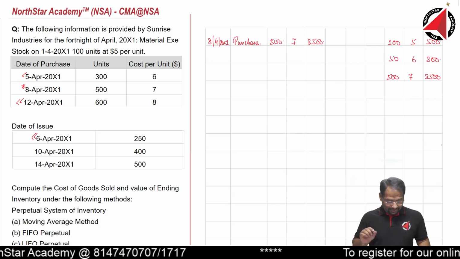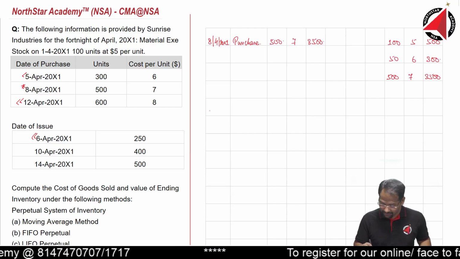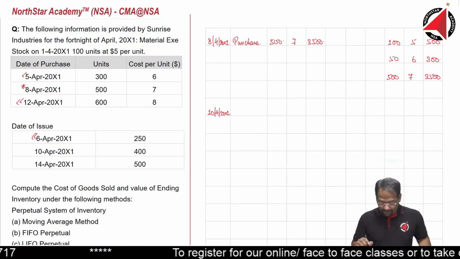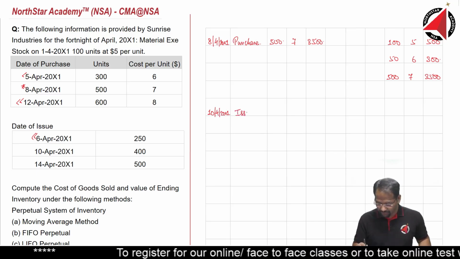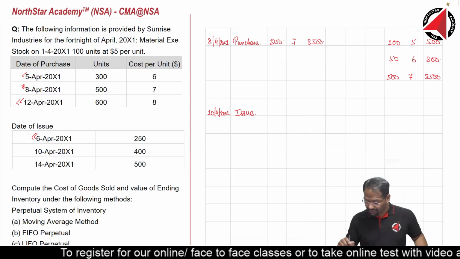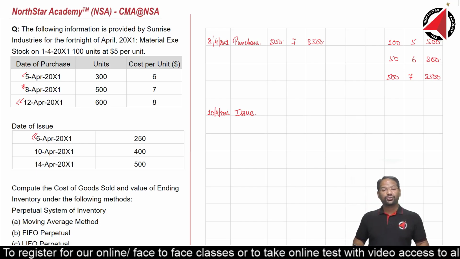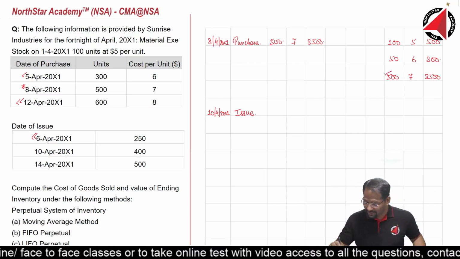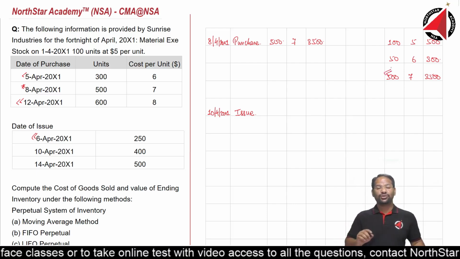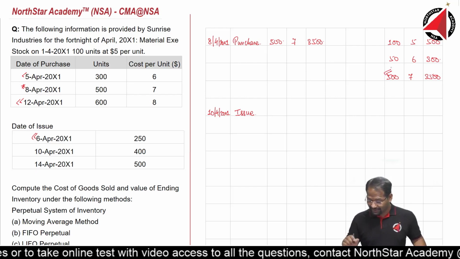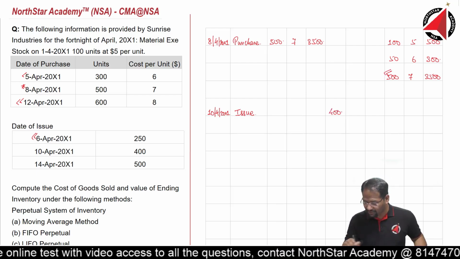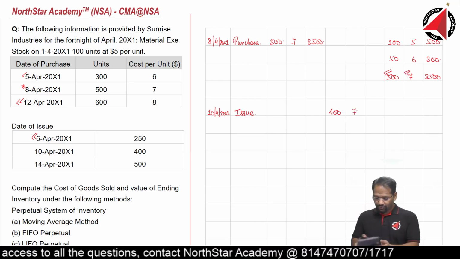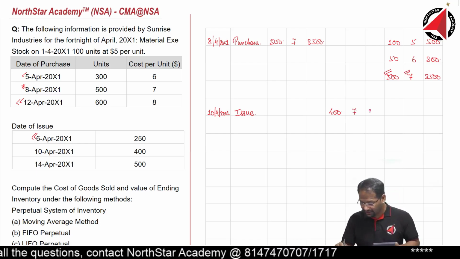After 8th, we have 10th. So 10th of April 2011. We have issued. So issues. How many units? 400 units we have issued. Do we have 400 units in the last one? Yes, we have 400 units. In fact, we have 500 from here only we will issue because we are following LIFO method. So 400 units we are going to issue at what rate? At the rate of $7. So 400 into 7, we get 2,800.